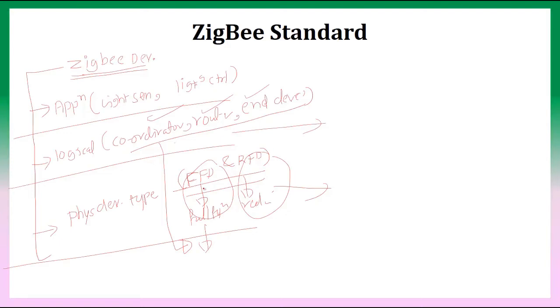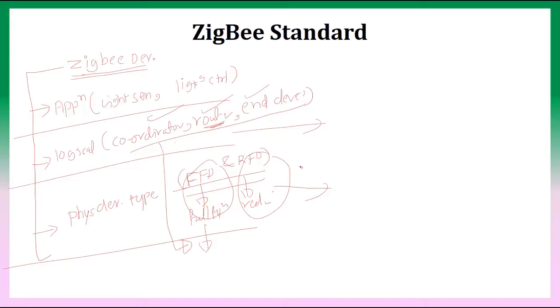Whenever it's the case of a router, the router acts as an intermediate node, relaying data from other devices. A router can connect to an already existing network, is also able to accept connections from other devices, and acts as a kind of retransmitter in the network. So the network may be extended through the use of ZigBee routers.